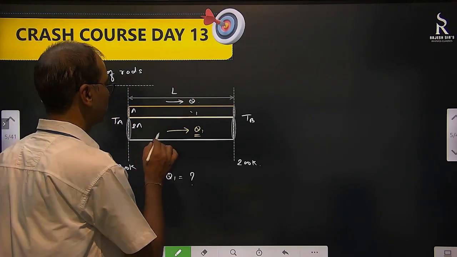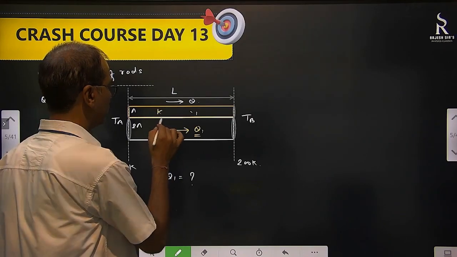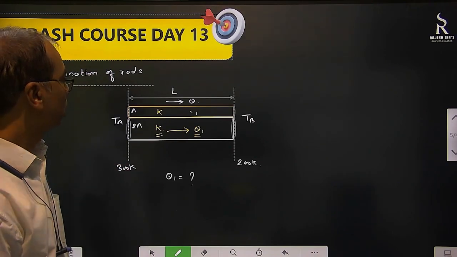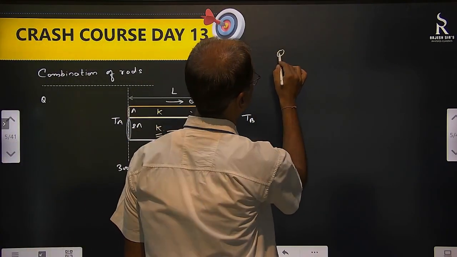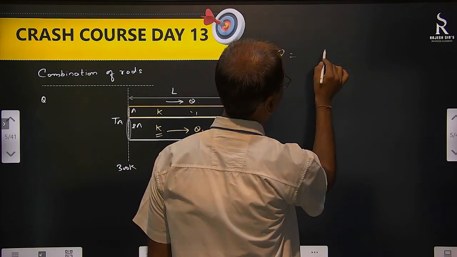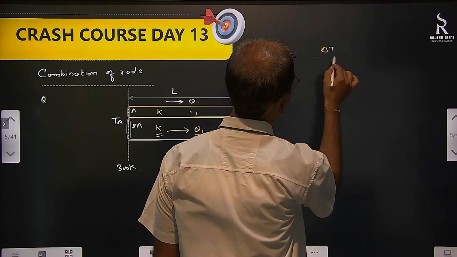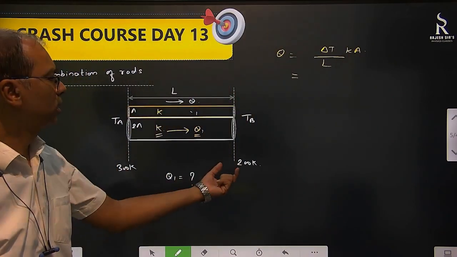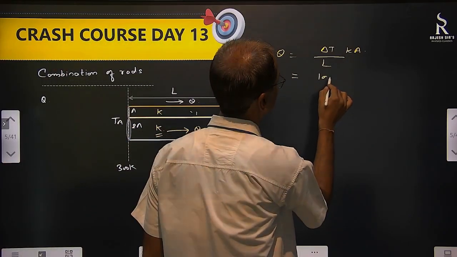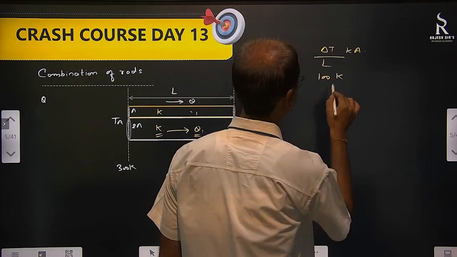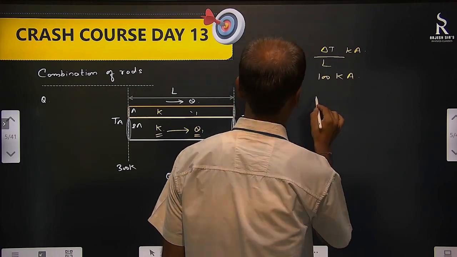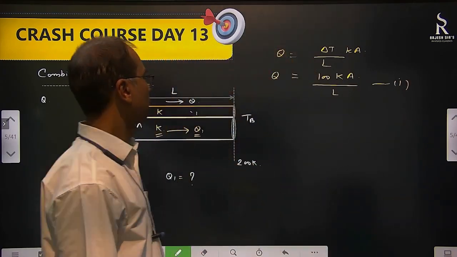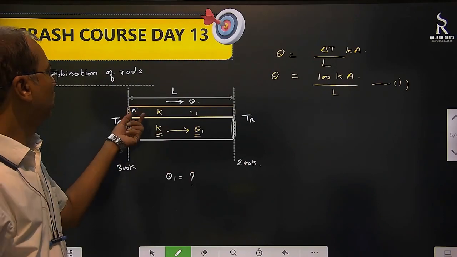Thermal conductivity is the same. This is also K, this is also K. They are made from the same metal or same material. So Q first I am writing. What is Q? We know that formula says delta T by R, that is delta T by L into Ka. Delta T means 300 minus 200, that is 100 Kelvin, into K into A by L. This is the Q value. Temperature difference 100, K, A by L.